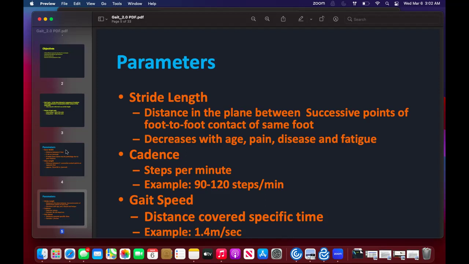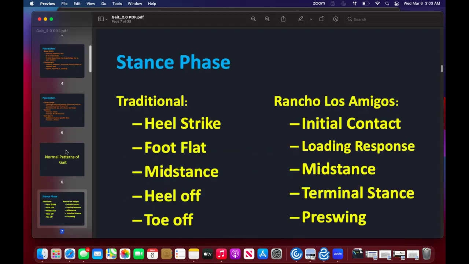You have cadence, which is going to be the steps per minute. And then you have gait speed, which you may see in some questions, but you will not see them ask anything specific around having to calculate cadence or gait speed, right? So if you notice that I interchange the terminology, you could see that on the exam.